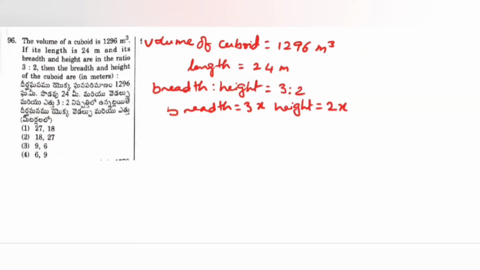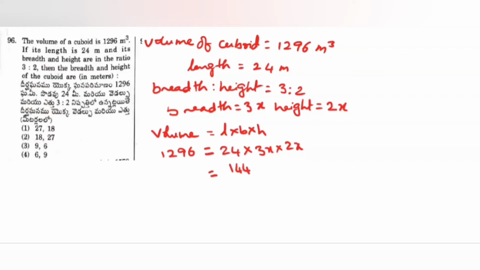Now you know the formula for volume. Volume of cuboid is L into B into H. So let us substitute the values. Volume is given 1296 and length is given 24 meters, multiplied with breadth 3x and height 2x. Now 24 times 3 times 2 gives 144. x into x gives you x square.